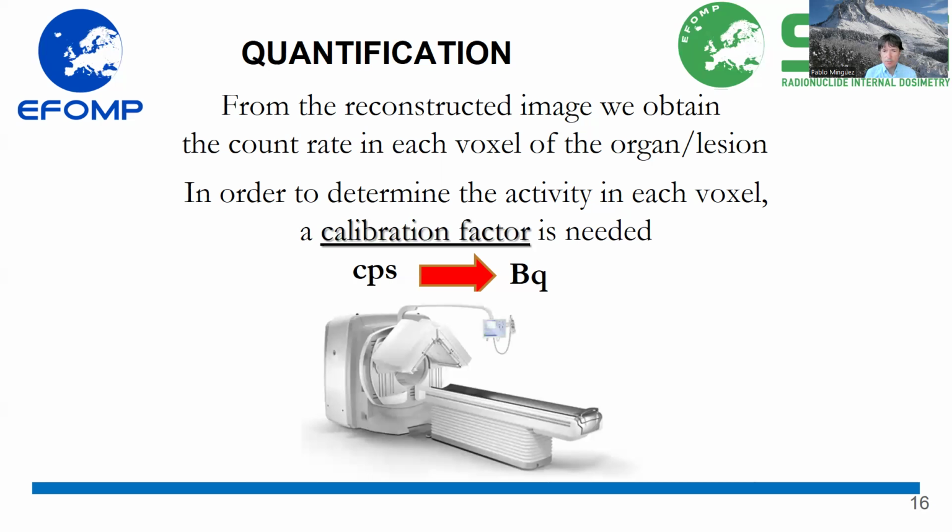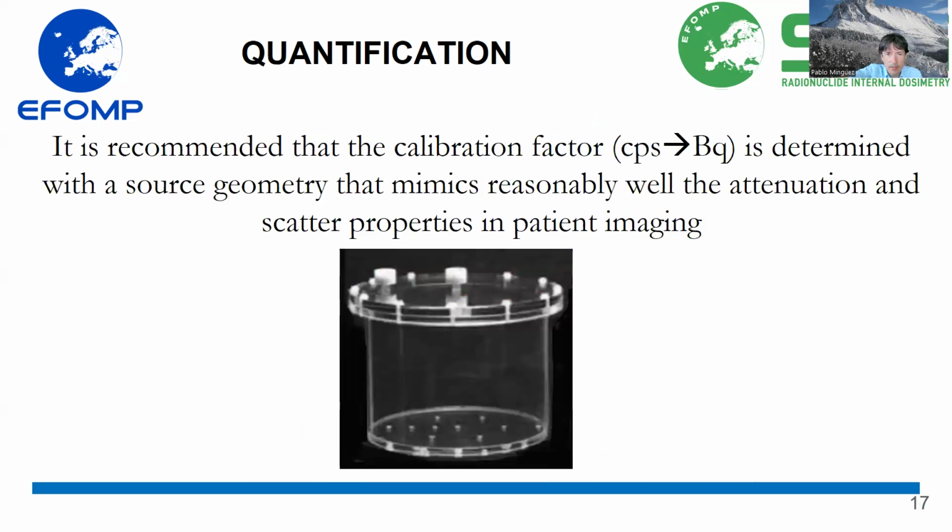In the CT images, the spatial resolution is lower than 1 millimeter, but in the SPECT image, the spatial resolution is greater than 1 centimeter normally. So it's recommended to use this kind of phantoms because these phantoms mimic reasonably well the attenuation and scatter properties in patient imaging.